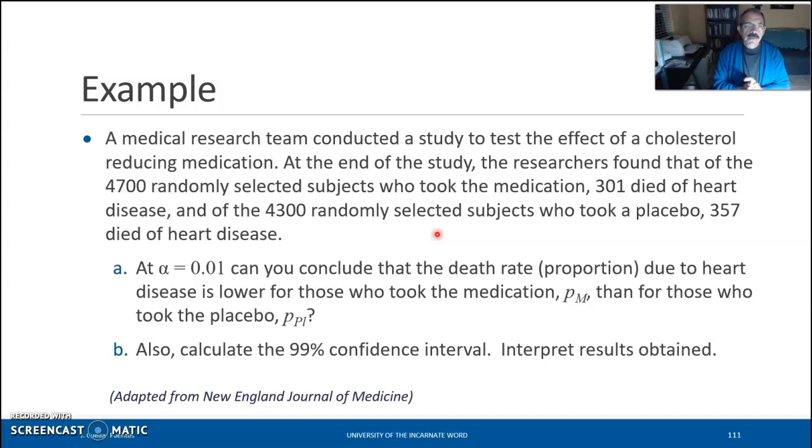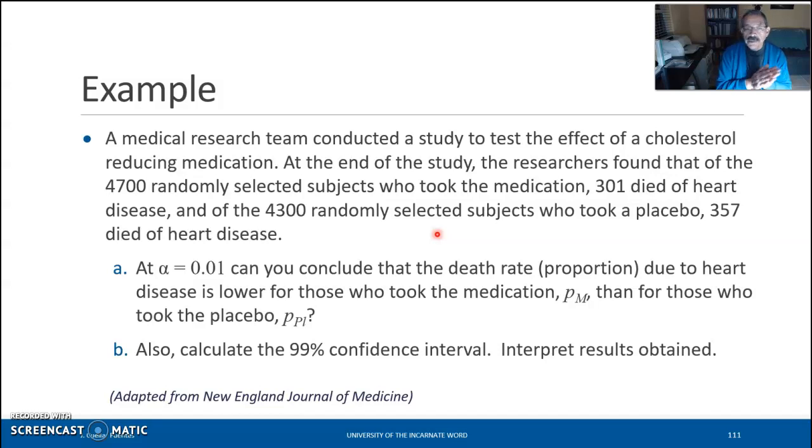So in this study, they had 4,700 people who took the medication. Of this, 301 died of heart disease. And they had 4,300 selected randomly, and those took a placebo. Of those, 357 died of heart disease.